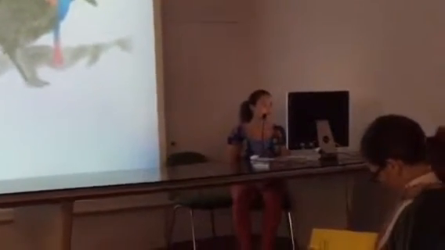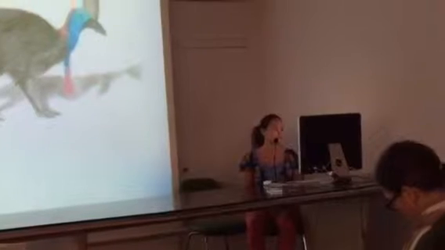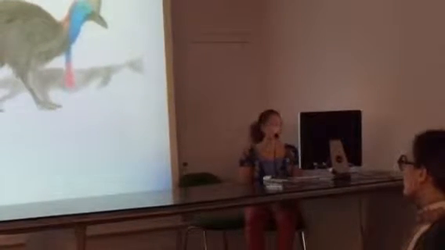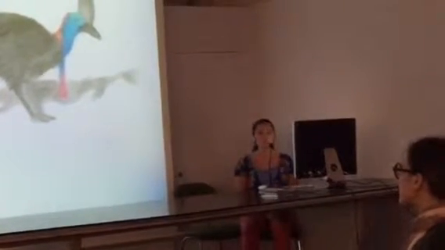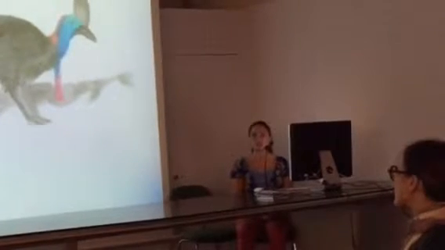We also have the cassowary, a native Australian bird that eats fallen fruit and fruit toxic to other animals. It is a solitary bird and pairs only in breeding season. The male makes its nest on the ground, incubates the egg, and raises the chicks alone.